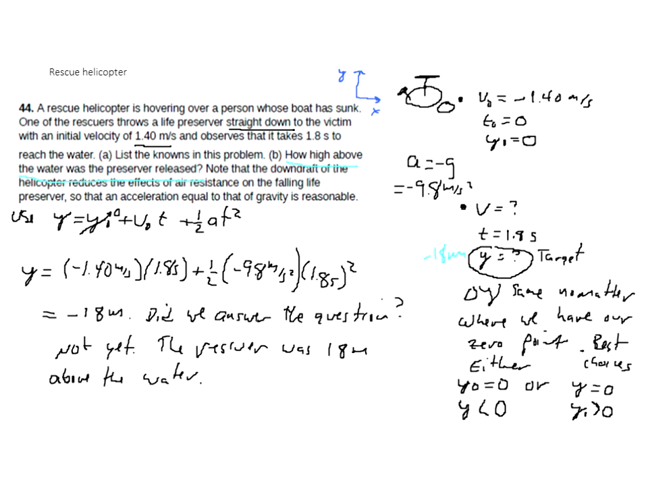So if you look at this, you might say to yourself, okay, would there have been a better strategy here? I said that our target variable was y, and that's kind of the standard way to go about it. You might say, okay, we're dropping it from up here, we don't know how far down the water is, so we're going to make that the target variable. But in this case, a slightly better approach would have been to say that y0 was our target variable.